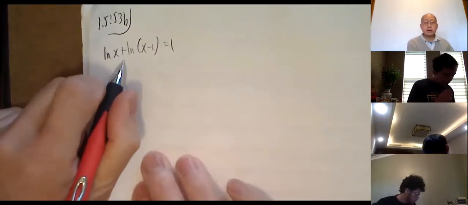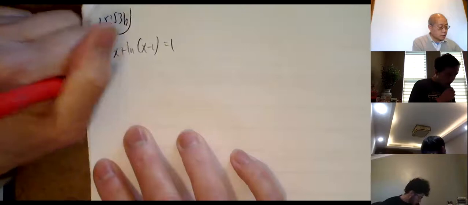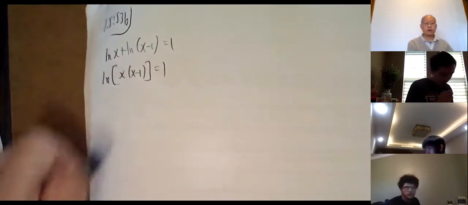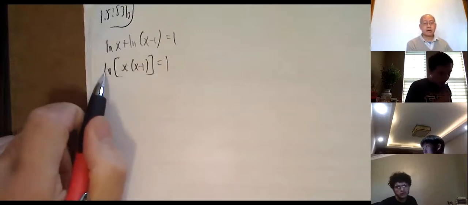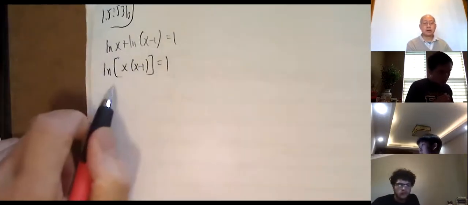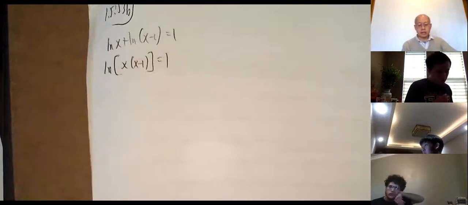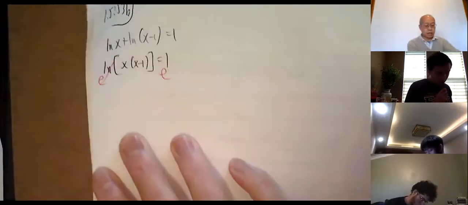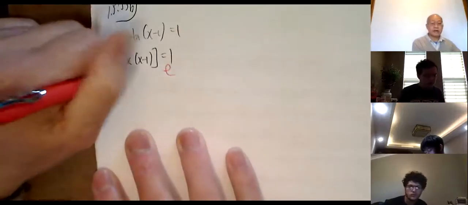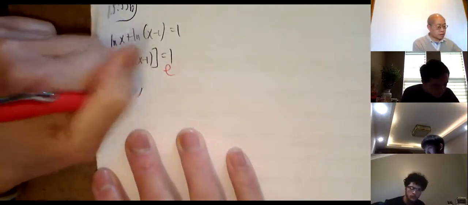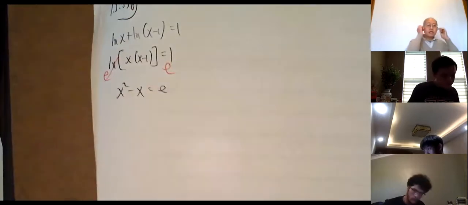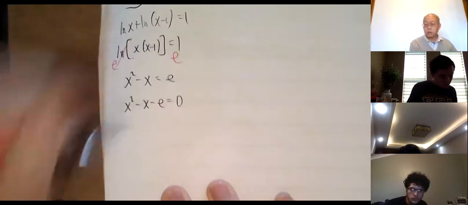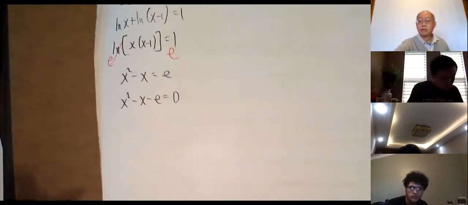Okay, there's a plus here. That means it's going to be a product. ln of x times x minus 1 equals 1. Remember, the log of a product is the sum of the logs. Sum here means multiply here. How do you get rid of ln? Exponentiate. E cancels out. So I have x times x minus 1, x squared minus x equals e. Subtract e. E is a real number. Weird number. That's what I got.